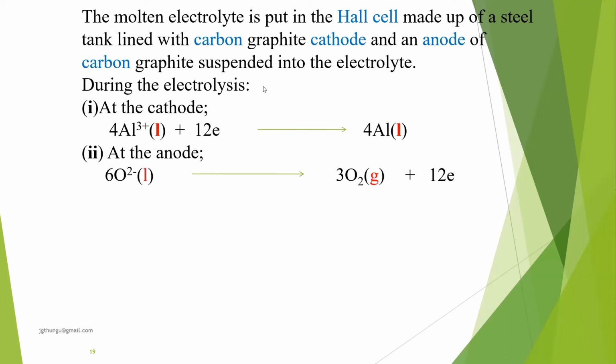The equation must be balanced. The second question is, write equations to show products formed at the electrodes. So for that question, you only need to write an equation. Kama ni cathode, aluminium gains 3 electrons to form what? 1 aluminium atom. Sasa your time you only require 3 electrons, not 12 electrons.